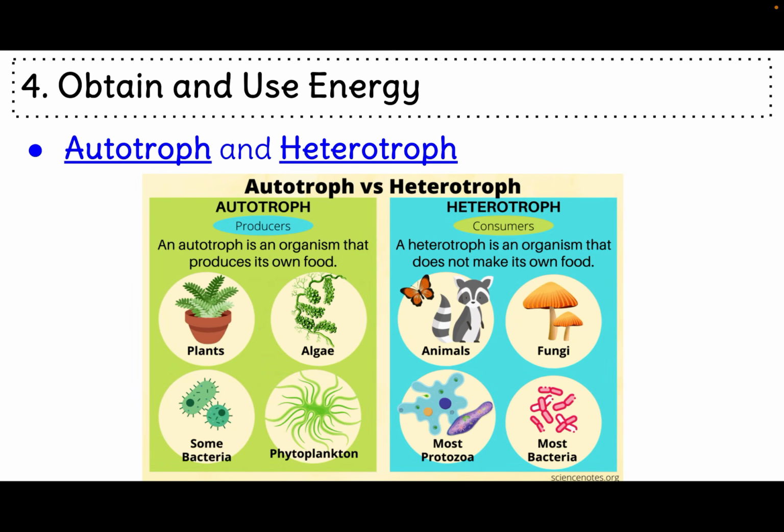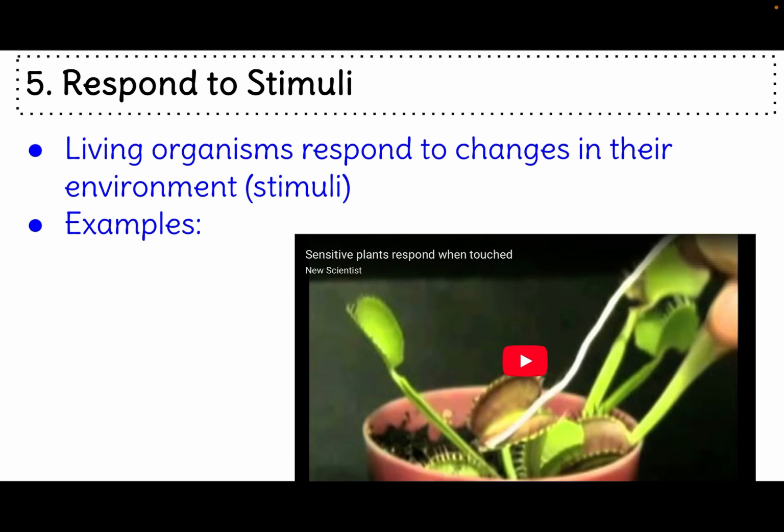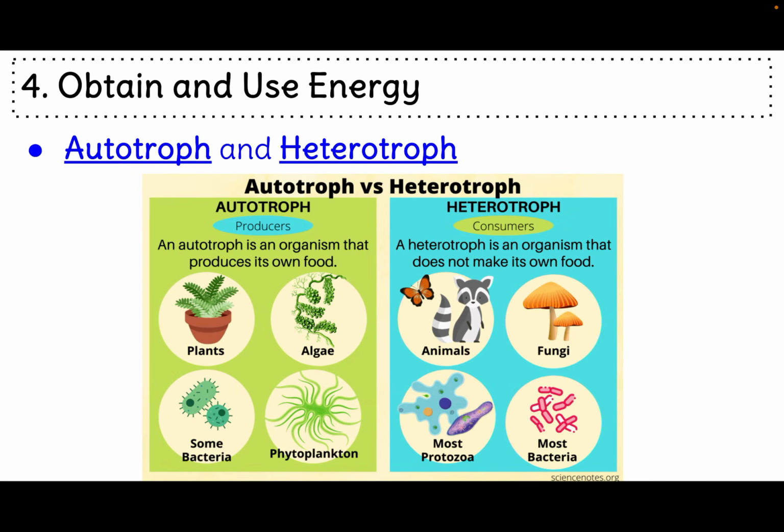Hopefully you came up with the answer that there are autotrophs and heterotrophs. Let's go back. Autotrophs obtain their energy by creating different glucose molecules from the sun. They carry out what we call photosynthesis.